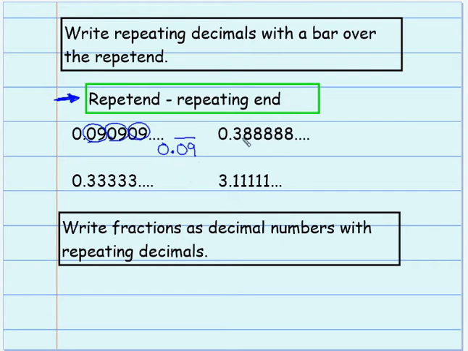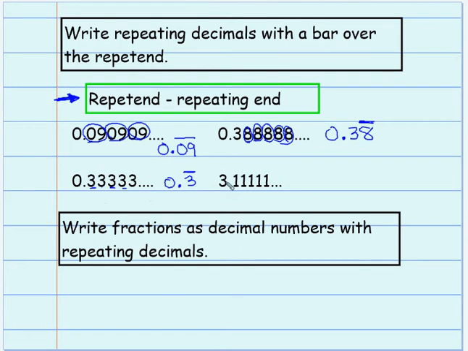The example on the right, notice that you have an 8 that repeats. Okay, so you would write this as 0.38, and which part repeats? It's only the 8, so the repetend bar goes over the 8. Okay, 2 more examples. This is a repeating 3, okay, just the 3 that repeats. So you're going to write that as decimal point 3 with the repetend bar.